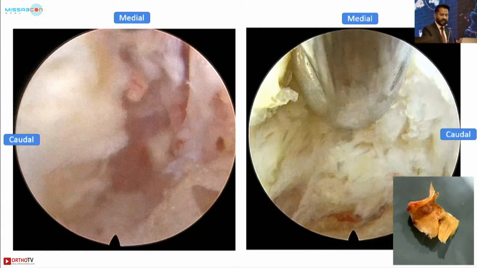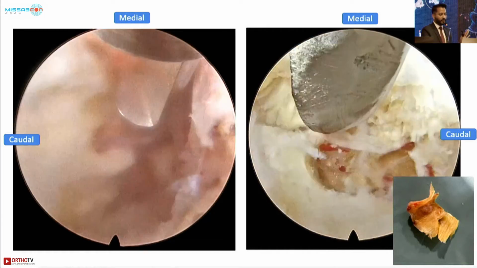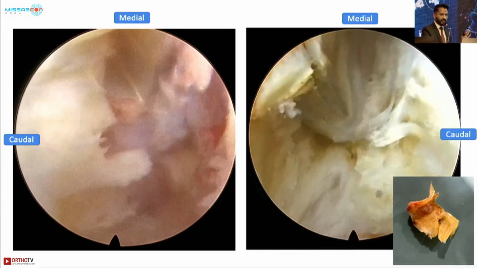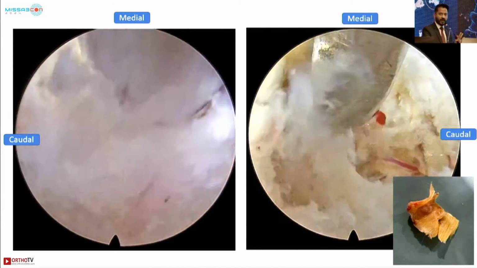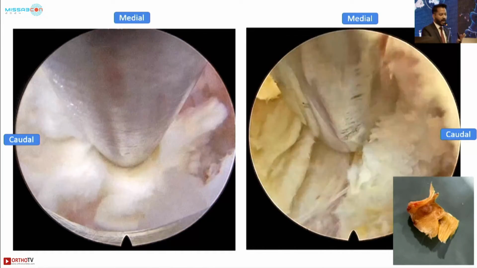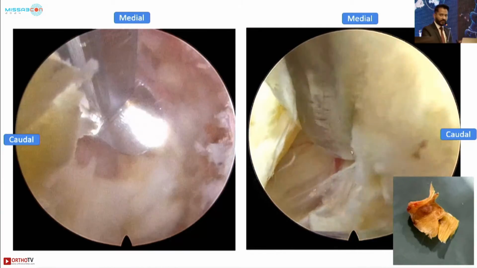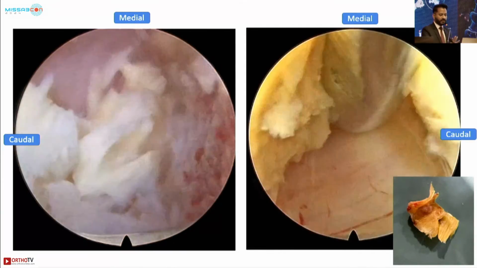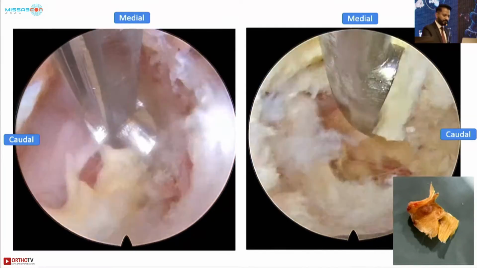So now you have done the bony decompression, it's time to do the ligamentum flavum removal. So there are again two ways to do it. You can remove the ligamentum flavum piecemeal, piece by piece with the help of the rongeurs, or you can remove it en bloc. For that you have to detach the ligamentum flavum from all around. I personally prefer to remove it piecemeal because it saves your time, and the chances of complication, chances of neurological injuries, are very high if you try to remove it en bloc.